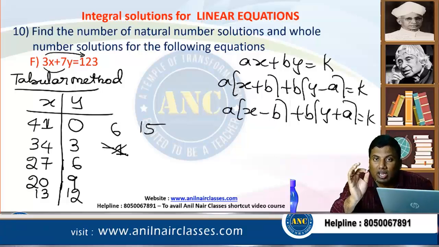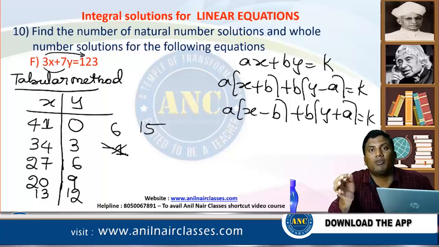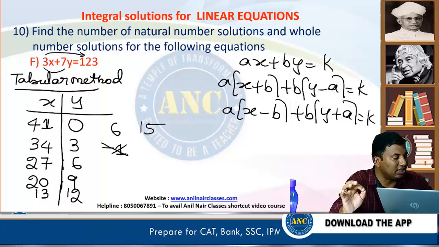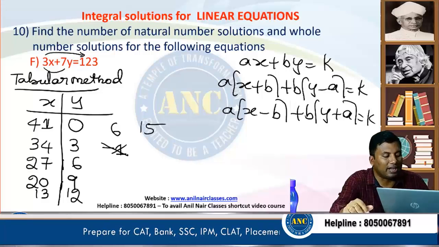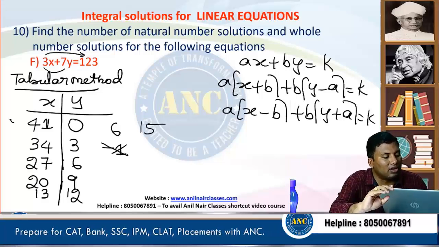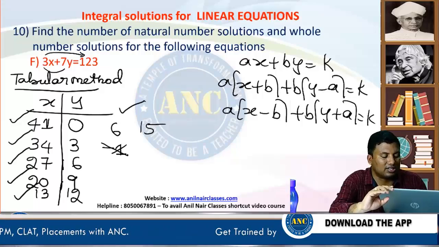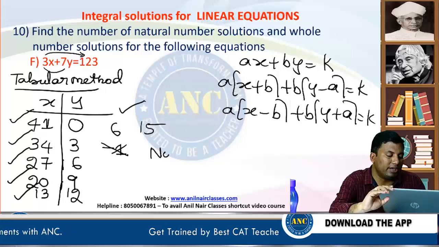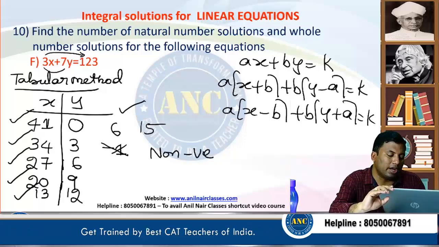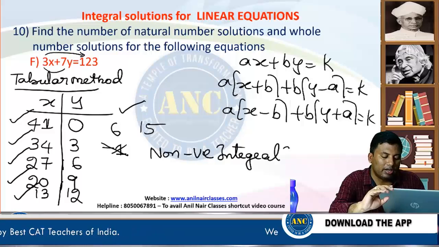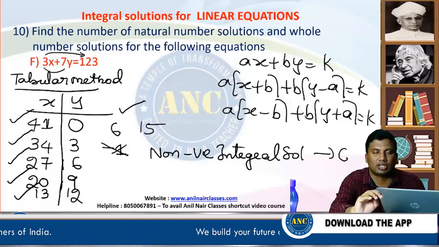Important point to save your time in the tabular method: start with that variable where the coefficient is not a factor of the right hand side. So how many cases did we get? 1, 2, 3, 4, 5, 6. So non-negative integral solutions are total 6.